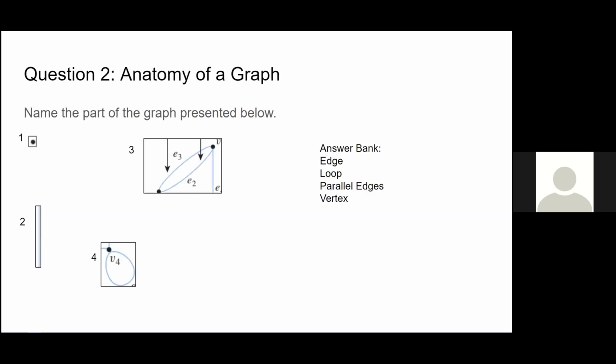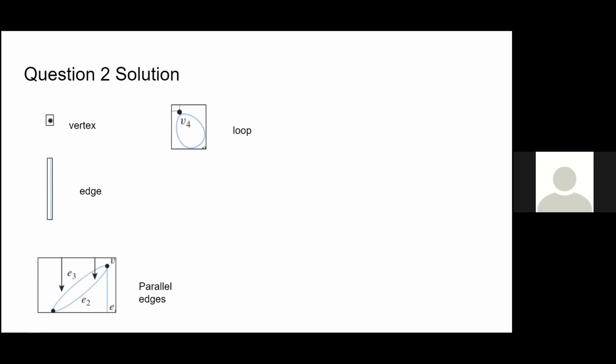Second question is just a basic test of the anatomy of a graph. So here's the answer bank, and just identify each of these objects or parts of a graph. It's pretty simple. Do you want to show them the solution? Yeah, I'll just show them. It's from the textbook. But that's all. That's our presentation of graphs.